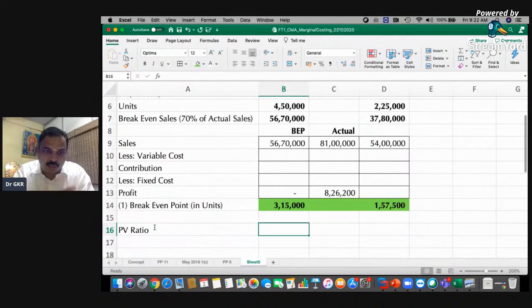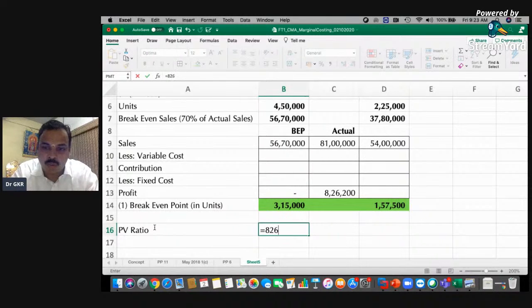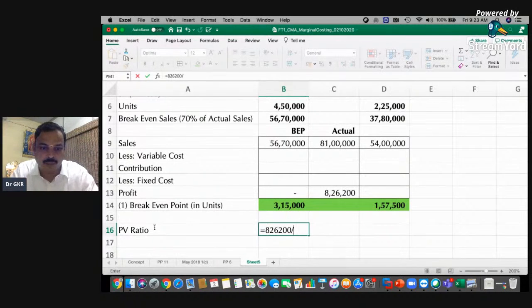Your PV ratio is your change in profit is equal to change in contribution. Your change in profit is 826,200 divided by your change in sales. Your change in sales is, that is why your incremental sales is between 81 lakhs and 5670. Otherwise 30% off, because that is 70%. Your change in sales is 30% of 81 lakhs. So 30% of 81 lakhs will be 24 lakhs 30,000. Okay, 24 lakhs 30,000. This point is very important.